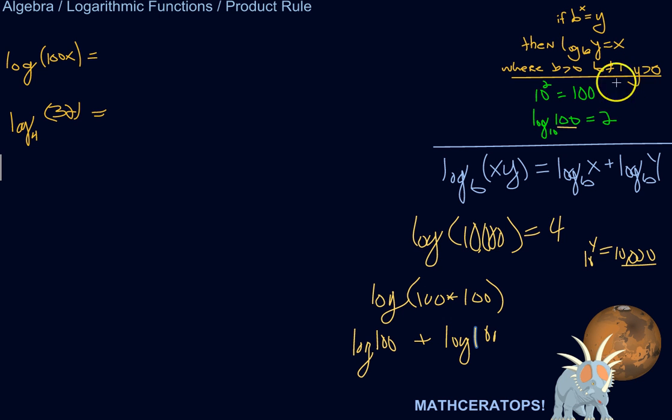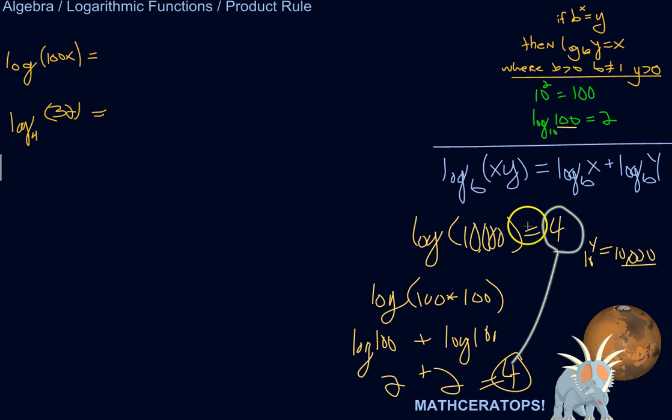So log of 100 is 2. You know, 10 to the power of 2 is 100. 2 plus 2 equals 4. Right? Okay. See that connection? So this is just a concrete example to show you where this is coming from. It has to do with, you know, if I take 10 squared times 10 squared, that equals 10 to the 2 plus 2. Okay, this is where this is coming from.